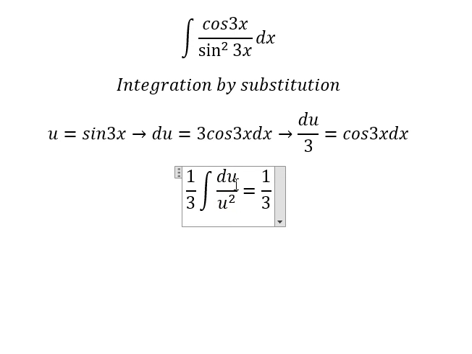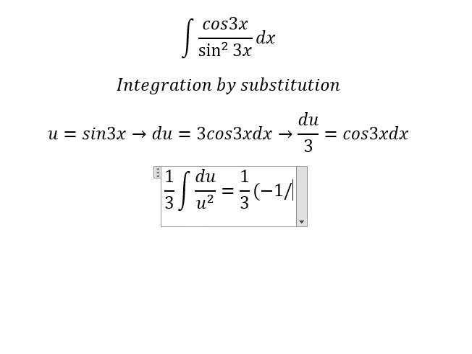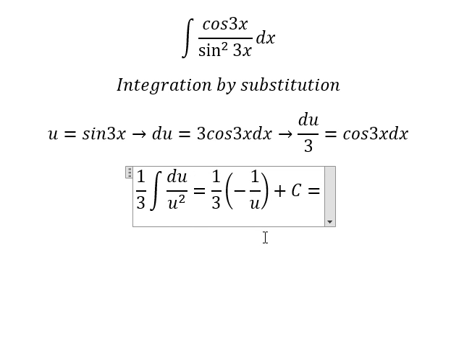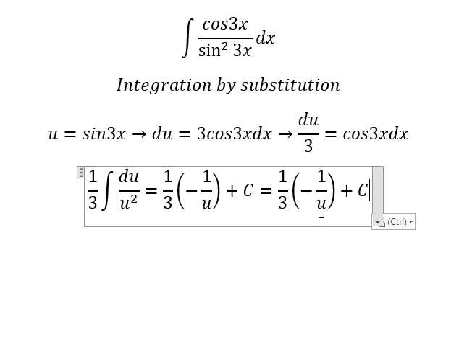So the integration of this one, we have negative 1 over u, where u is sine 3x.